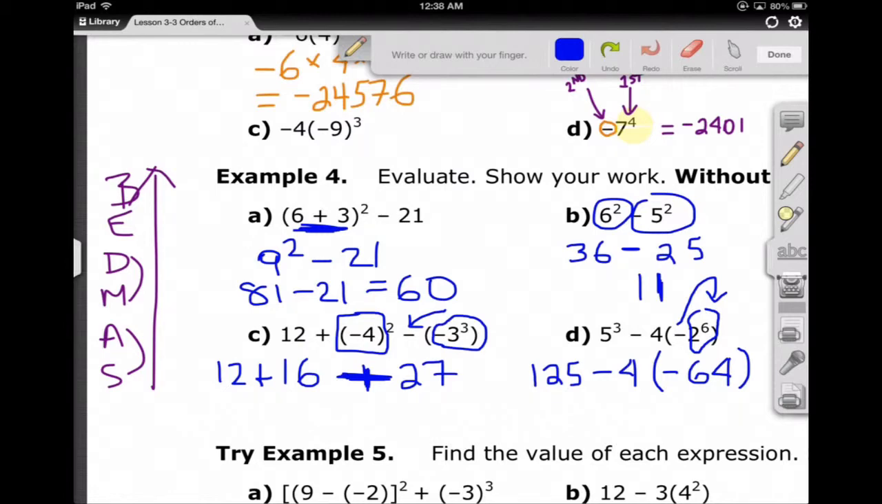Now when you go to do your work, it's 125 decreased by 4 multiplied by negative 64. Just do that off to the side. 64 times 4, just quick. There we go. Negative 256.